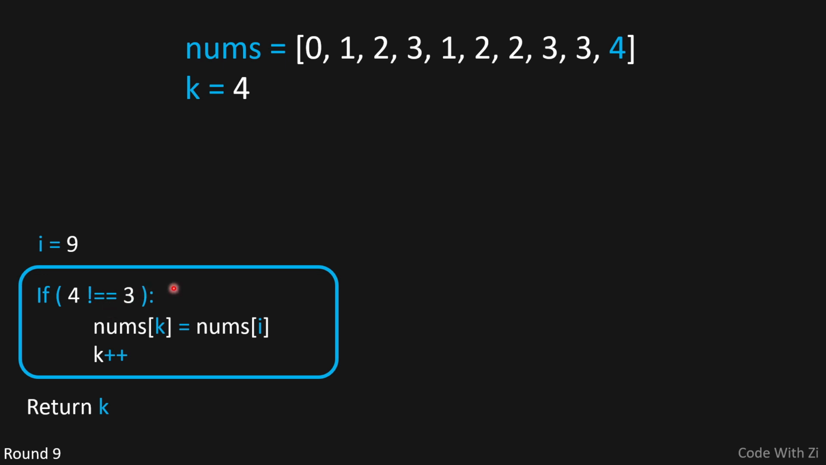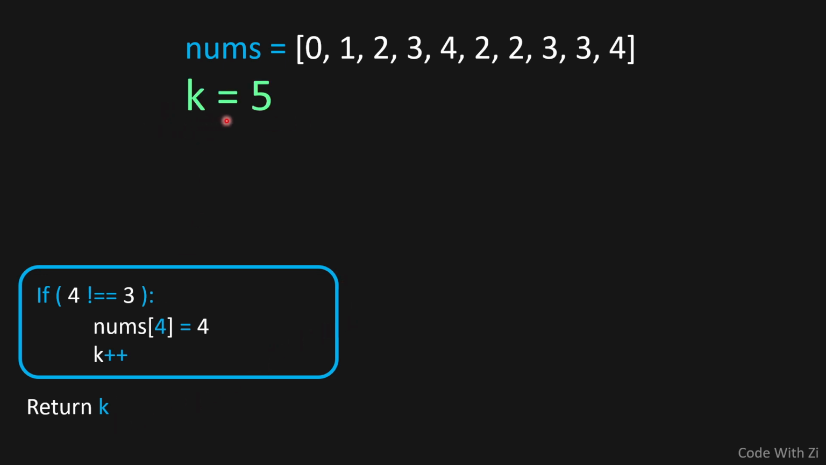So we're going to enter this if statement, and we're going to say the number at the k index should be equal to numbers of I. So the number at the fourth index should be equal to 4. So let's do that. As you can see, we just changed it. And then after that, we're going to increment our k, and then we're going to move on to the next round. But as you can see, we're done looping. So we're going to exit our loop, and we're going to return our k like so.